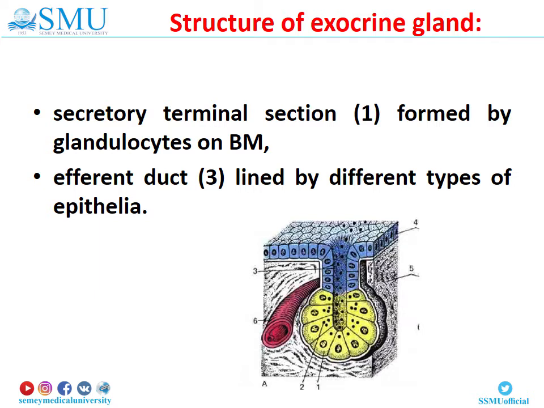Structure of exocrine gland. Exocrine gland consists of terminal secretory section and efferent duct. Secretory section is made up of glandular cells on basement membrane, and efferent duct is lined by different types of epithelia.